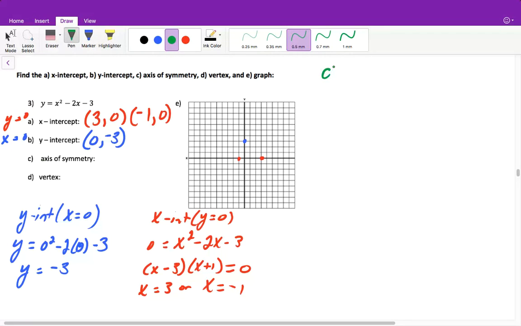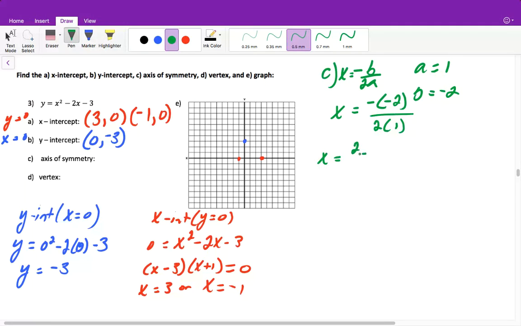Our axis of symmetry. So for C, we know we're going to use the formula x is equal to -b over 2a. Right? You will get this formula. So x is then equal to, well, first we need to figure out what is our a. Our a is equal to 1. And our b is equal to -2. So it's negative of -2 over top of 2 times 1. So x is equal to 2 over 2, which is 1. So our axis of symmetry is x is equal to 1. So along this point where x is 1, I can draw my dotted line, which you must draw.